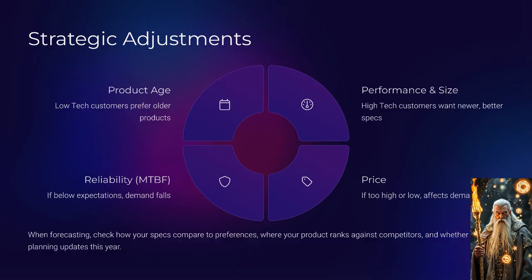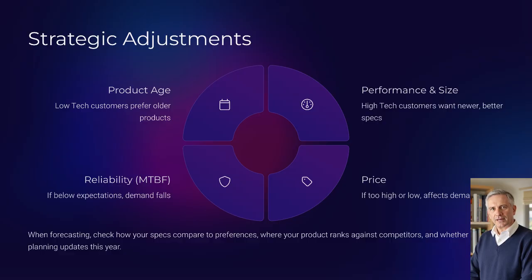So when forecasting, always check how your specs compare to customer preferences, and where your product ranks against competitors. Whether you're planning an update this year: if you plan to revise the product this round, e.g., to reduce age or improve specs, adjust the forecast slightly higher if you expect better competitiveness.